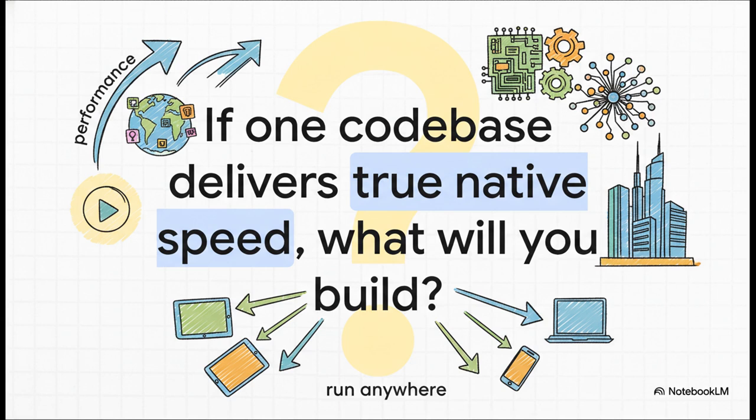And really, that's the ultimate takeaway here. This release isn't just another technical update, it's a fundamental shift in what's possible. It challenges that old, tired assumption that you have to choose between broad reach and top-tier performance. So it leaves us with one big, exciting question. If you could finally build one ambitious application that runs everywhere at true native speed, what would you build?